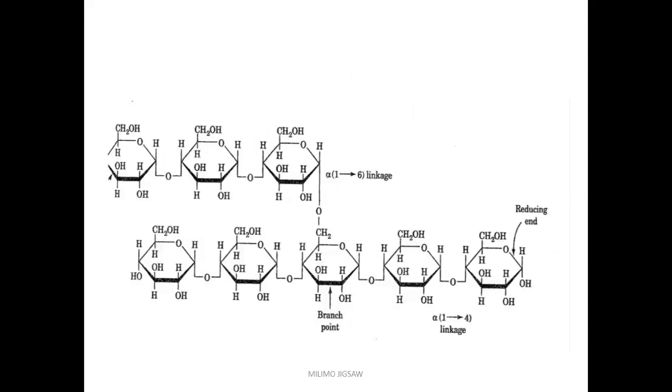So this is a structure of glycogen, simply showing the glycogen structure. So we have the alpha 1,6 linkage there between carbon 1 of a chain and carbon 6 of another chain, carbon 1 and carbon 6.